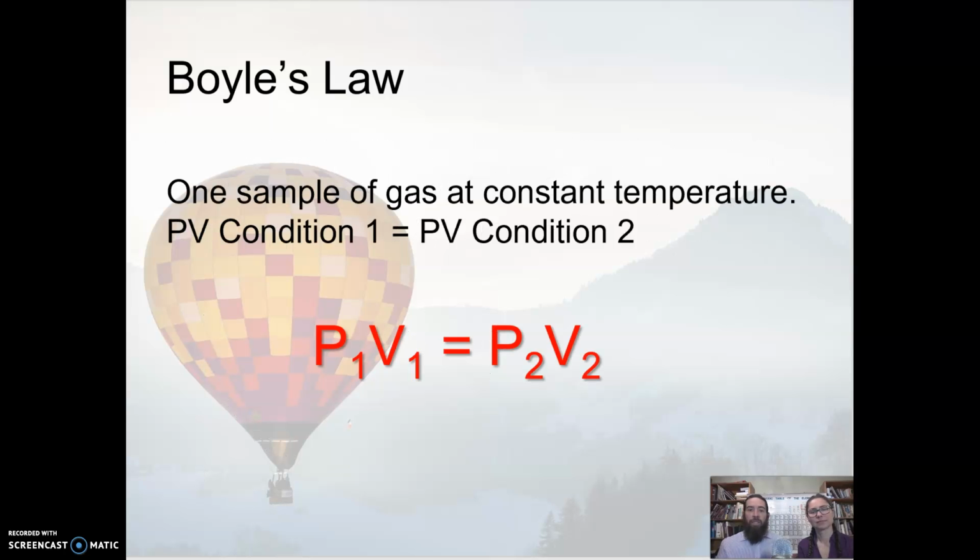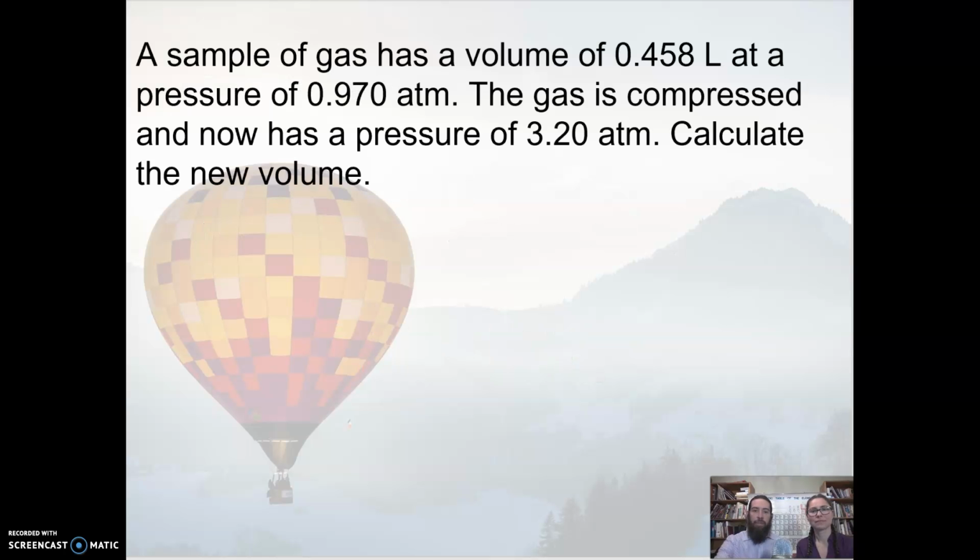This can be rearranged to say that a pressure and volume will be equal to a pressure and volume under a different set of conditions. So if we have 3 of these, we can solve for the 4th.